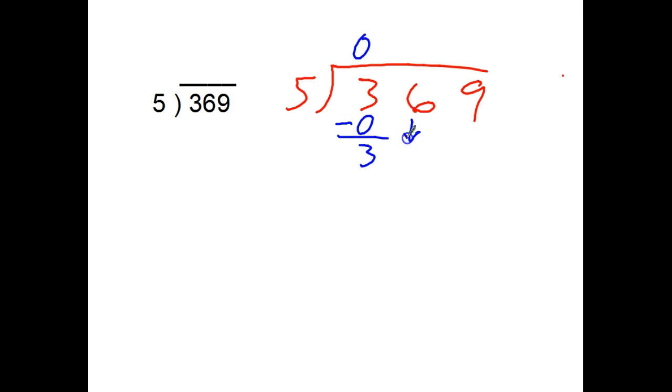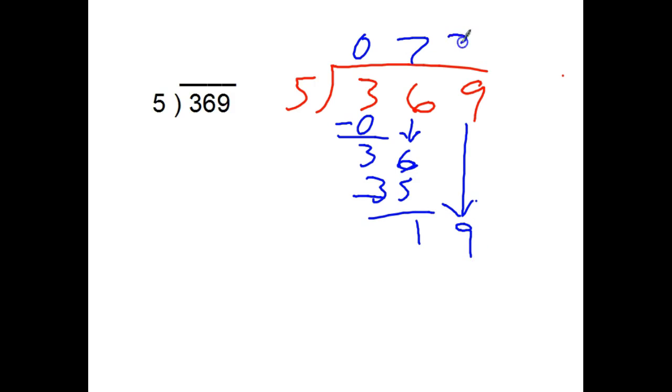Now you try one with a 5 in it. I know you guys like dividing by 5s. No 5s in 3. 5s in 36: 5, 10, 15, 20, 25, 30, 35, 7 of them. Got a 1 left. Bring down my 9. How many 5s in 19? 5, 10, 15. 73, remainder 4.